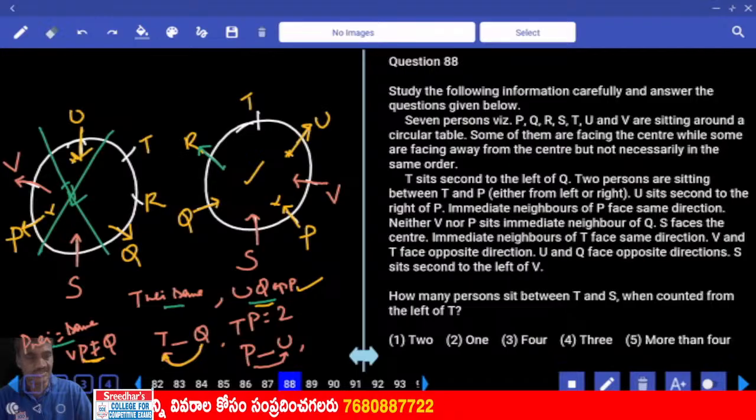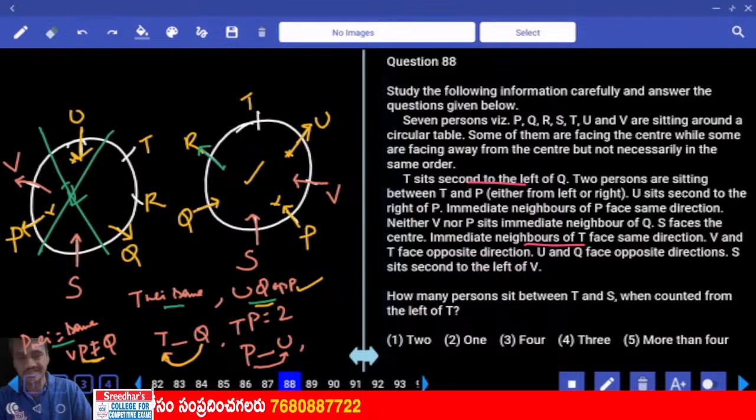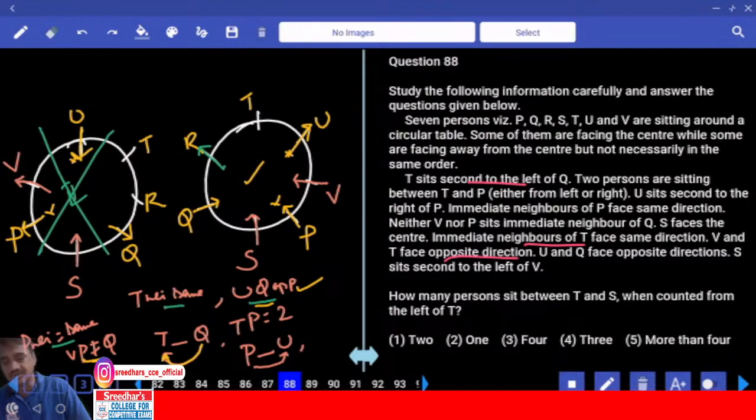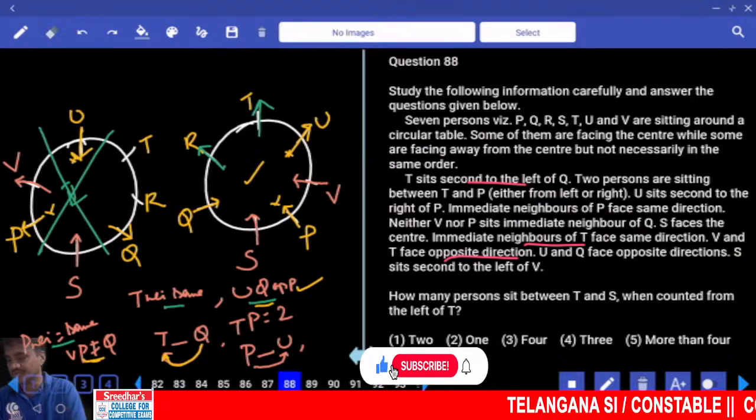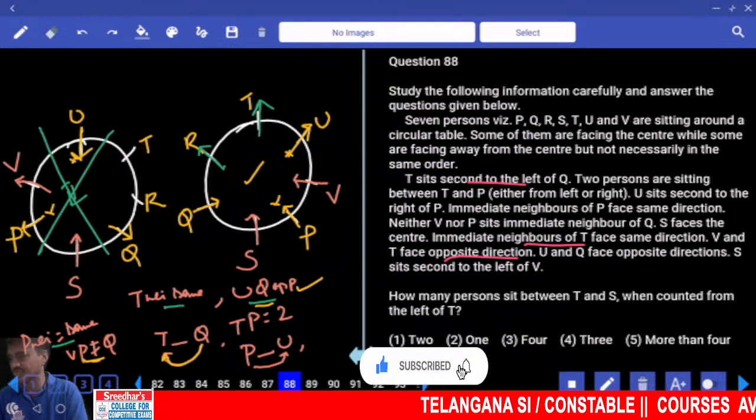Now S faces immediate neighbors. T sits second to the left of Q. V and T opposite directions. Now V is center, T must be away from the center. Done? Now this is from question numbers 88 to 92.